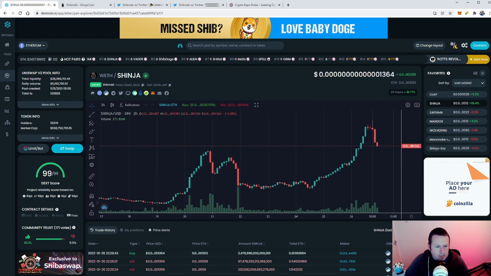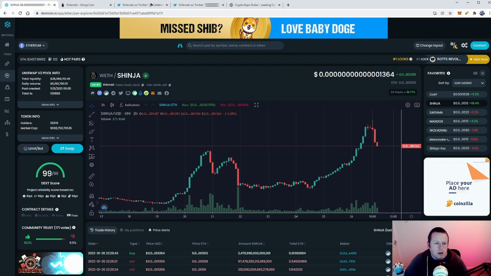$538 million market cap, 50,310 holders. That is a milestone in itself. And $28.3 million in liquidity is a huge number right now. So all super bullish right now. There are some big sells coming in, but I do think this is set to really rock it.